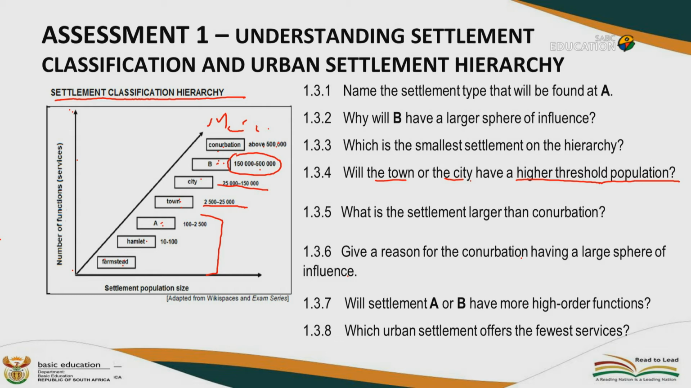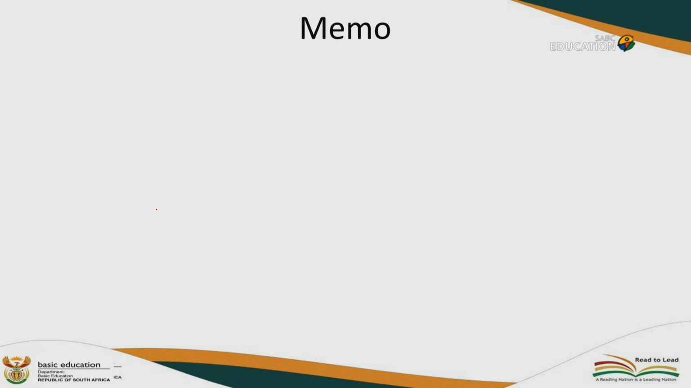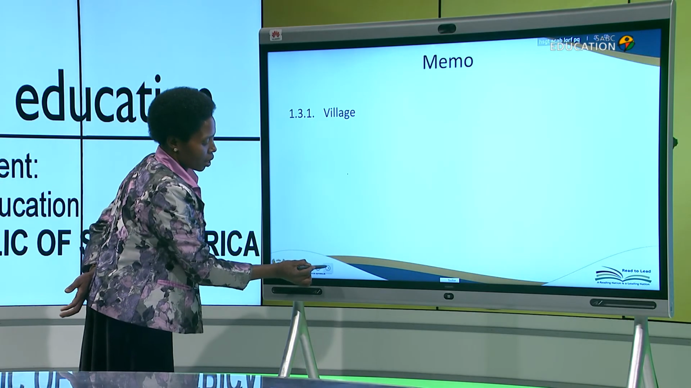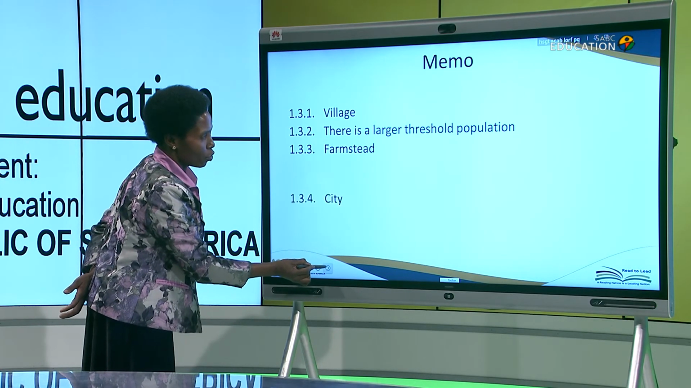And the last question they are asking us about is, which urban settlement offers fewest services? Which urban settlement? It's a key there. It's not the whole part, it's this one. So this one is a town. Let us look at the next slide that I gave you. It's the memo to check if you got it right.